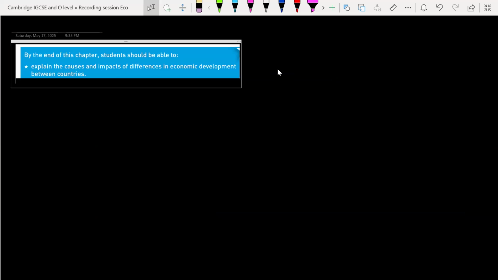So actually, economic development is the process of improving the economic well-being and the quality of life of a country by increasing income level, reducing poverty, and expanding access to education, healthcare, and employment.